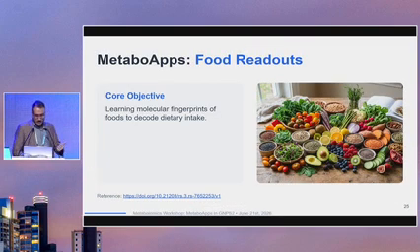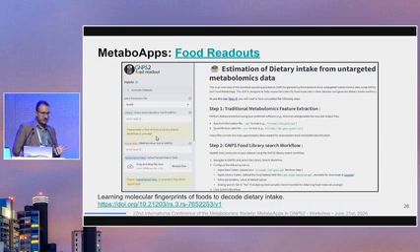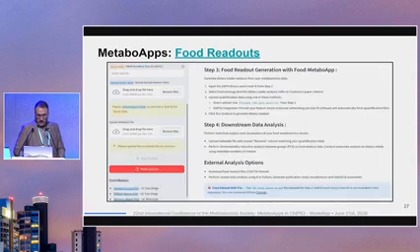Okay, so the second one, we're not going to dive into much detail on that one because they operate really similarly. But the idea for the food readouts is to learn more about the molecular fingerprints of foods. The idea is not to only look at metabolites that are derived from food, but to see the correlations of that with dietary intake. So basically, you can do some estimation. So this is going to be the homepage when you enter the tool.